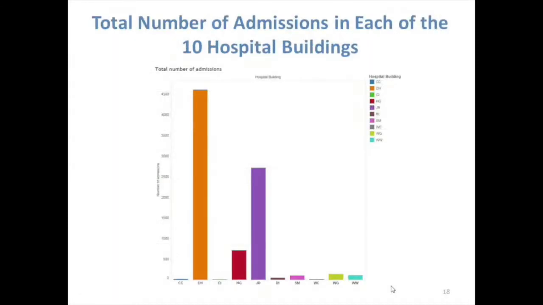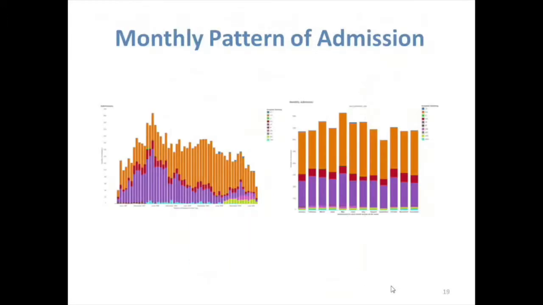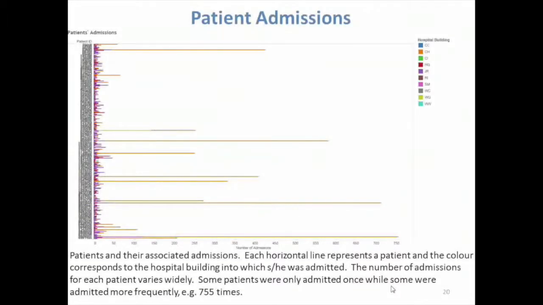Next, we look at the total number of admissions in each of the 10 hospital buildings. You can see that CH has more than half of the admissions, because the total admission is 8,479, and JR follows, and then XG. The others have very small numbers of admissions in this data set. We also look at the monthly pattern of admissions across the years and the average of the month. You can see that there's not really a lot we can draw from the temporal pattern here.